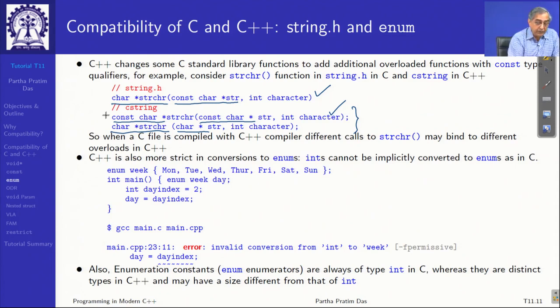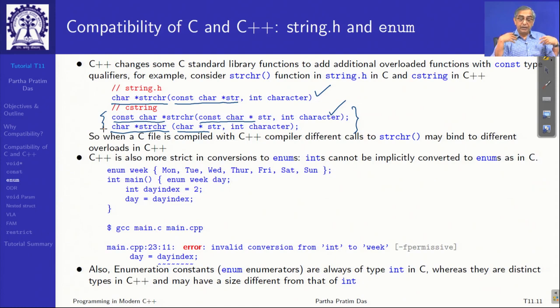But the fact that you have this tells you that C++ does provide overloading even for basic standard library functions that exist in string.h, and C++ does that to make sure that its whole logical paradigm of constness and protection of data can be propagated all across.